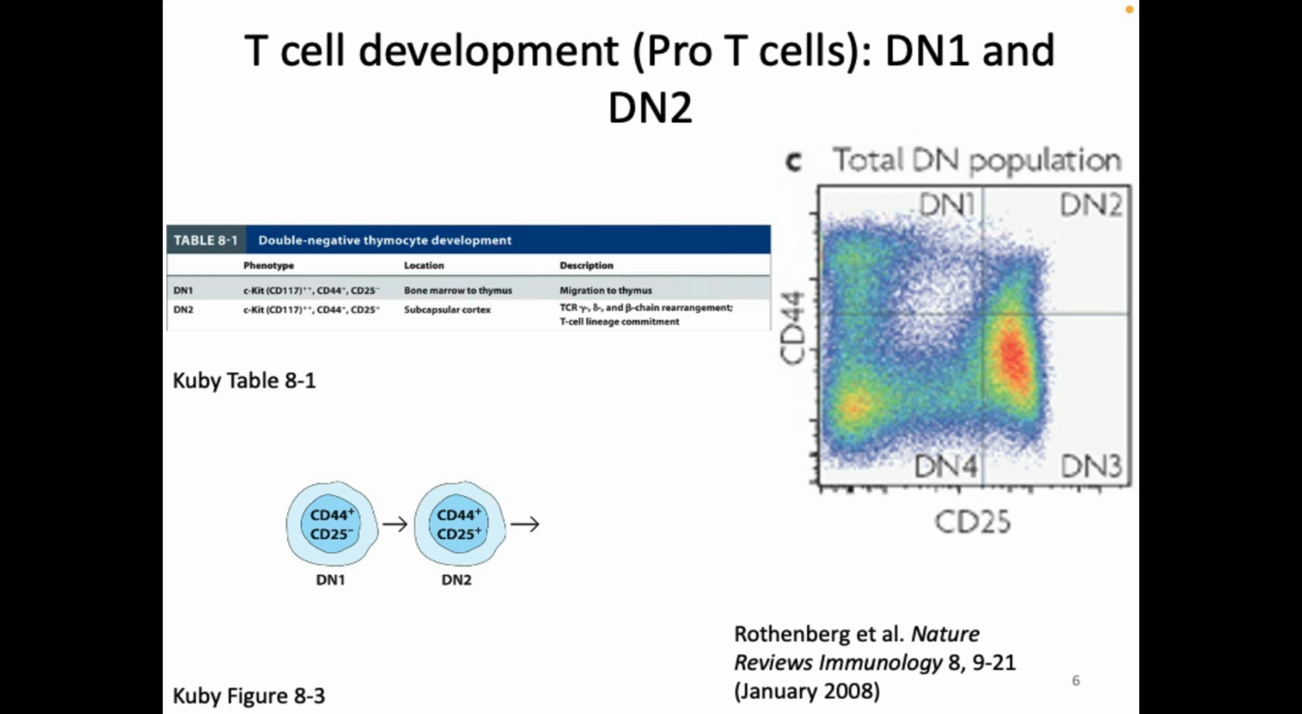So the DN1 population is actually the population that does the migration to the thymus. It's the population that comes into the thymus. It's that original cell that's like, I have decided to live the T cell life. The DN2 population is the population that's actually doing the heavy chain rearrangements that we see listed here. So DN1 is the cell that comes into the thymus. DN2 is the cell that is going to start doing its heavy chain rearrangement.